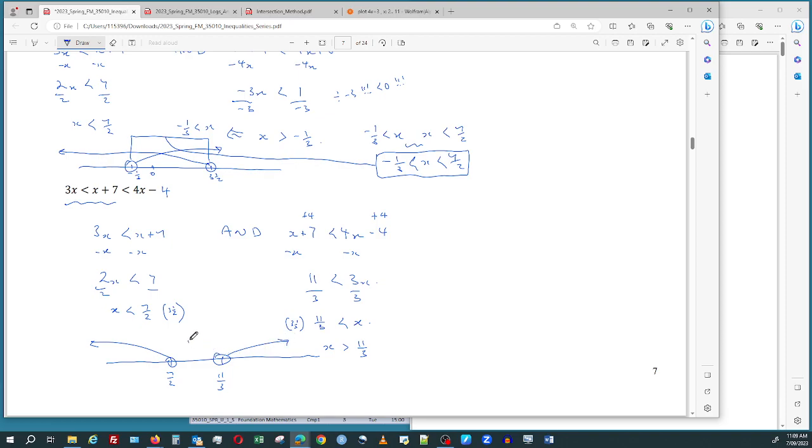Now there's no intersection. They're not crossing, so it doesn't define an interval, or it's the null set, the empty set. So this one here would be minus infinity to 7 on 2, not included, intersection with 11 on 3 to plus infinity, not included, is equal to the set that's empty. That's how we do it formally, an empty set, or the null set. Sometimes it's referred to as the null set, depending on who your lecturer is.